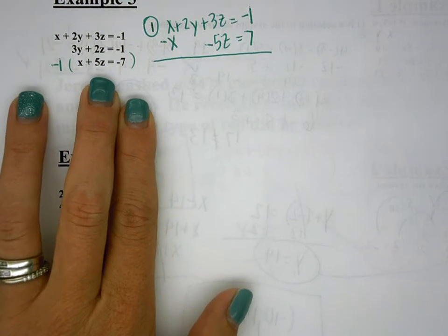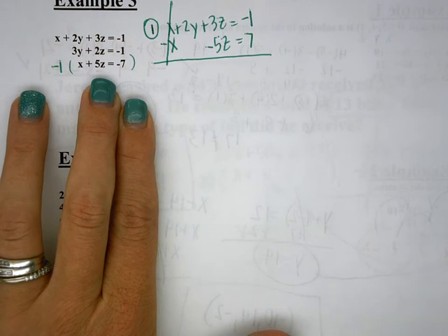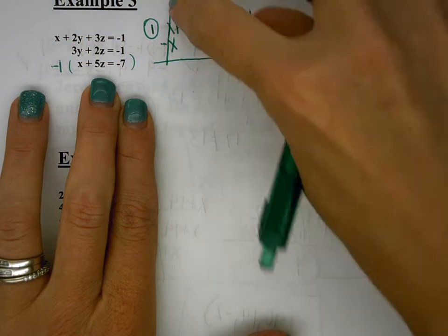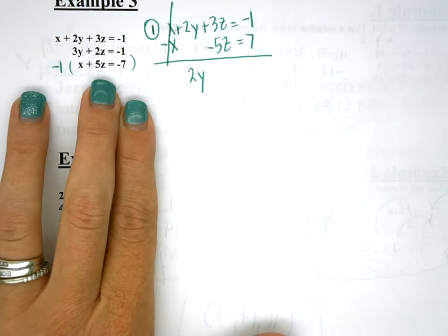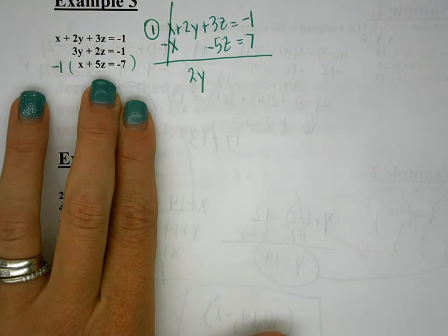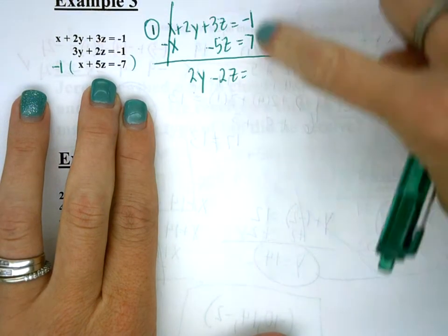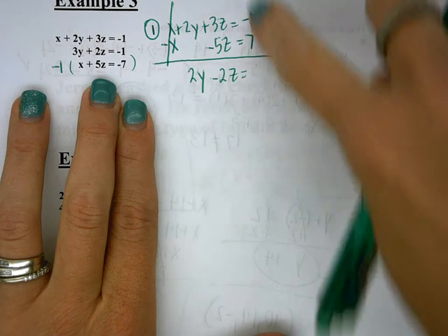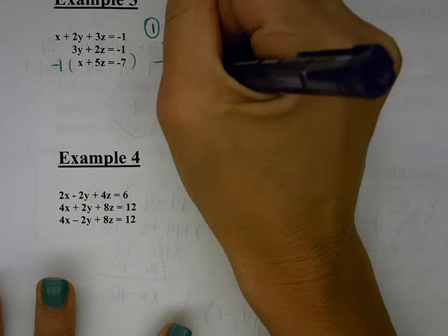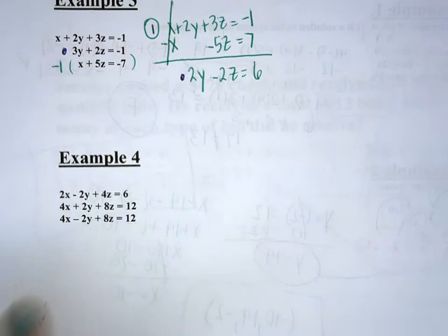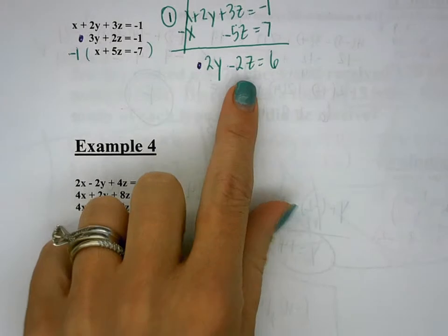So then we add down. Well, the x's cancel, which is what we wanted, correct? 2y doesn't match with anything, so I just bring the 2y down. 3z and -5z makes -2z, equals, and 7 and -1 make 6. Okay, so now this equation right here and this equation right here, notice how they both have a y and a z. Do you guys see that?